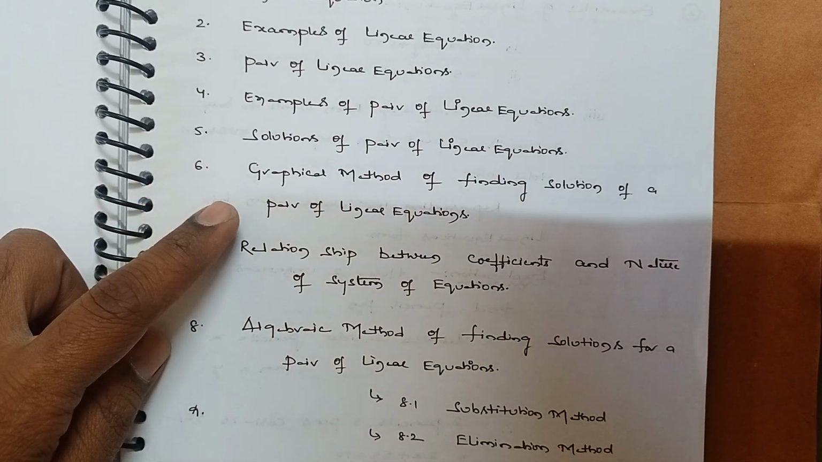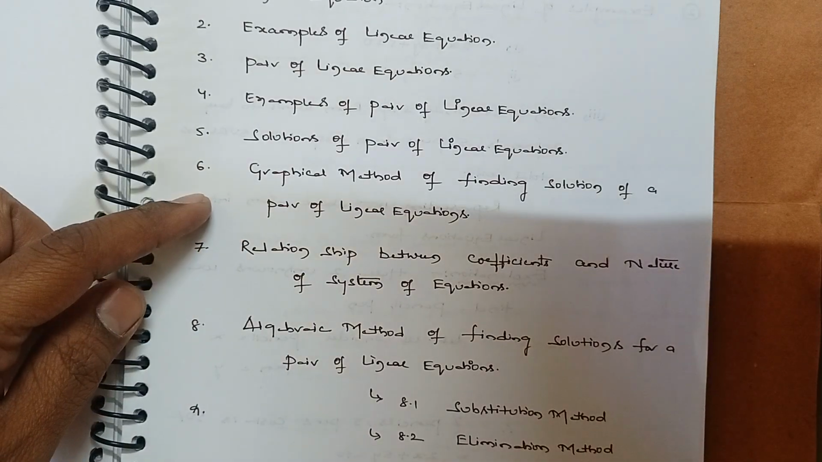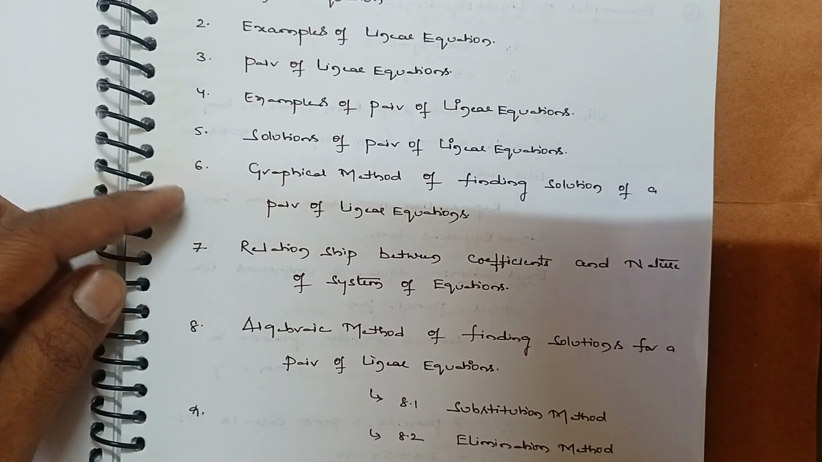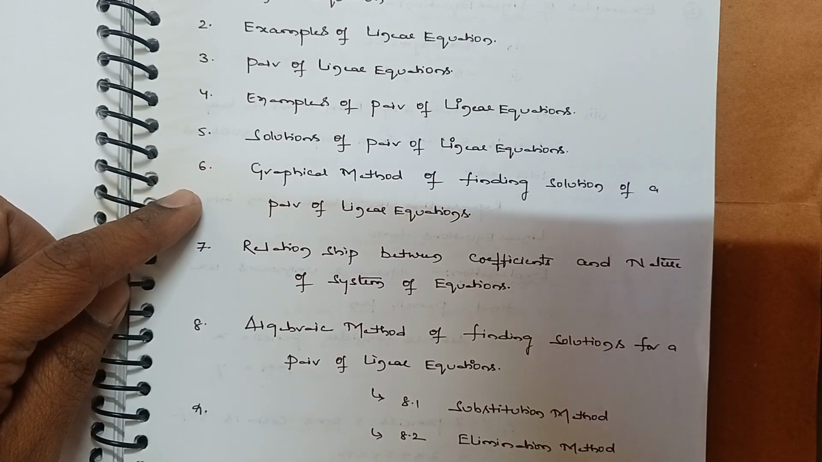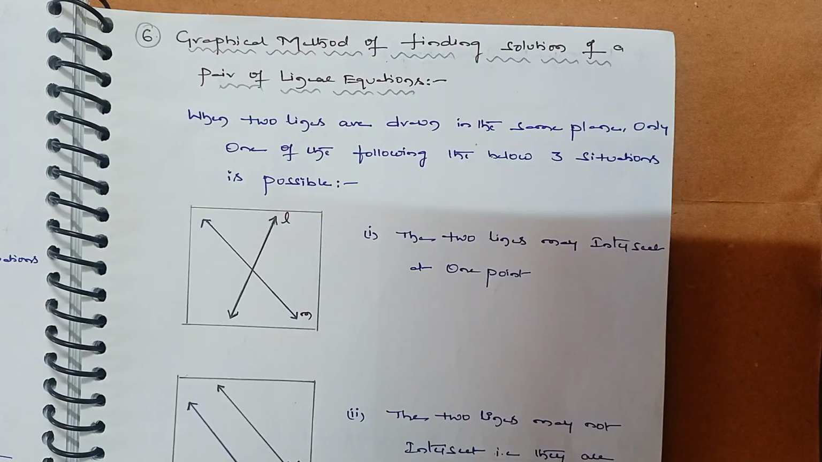Sixth point: graphical method of finding the solution of a pair of linear equations. Because it is somewhat lengthy, I am going to explain only this point in this video. Okay, let's start. Students, graphical method of finding the solution of a pair of linear equations.